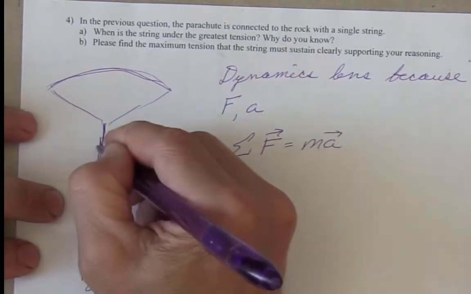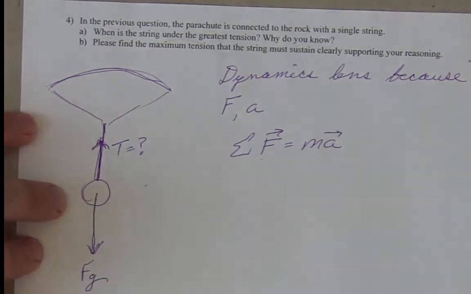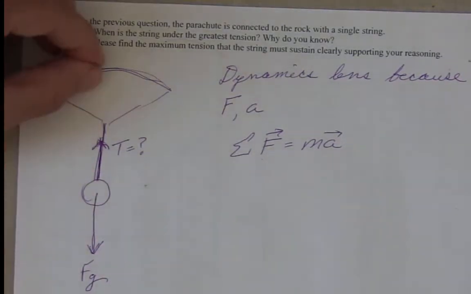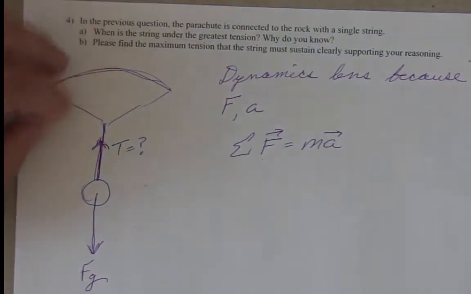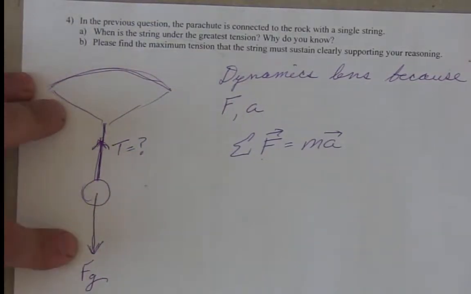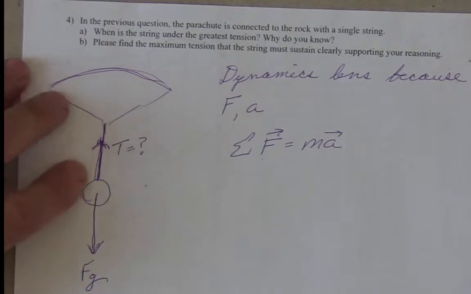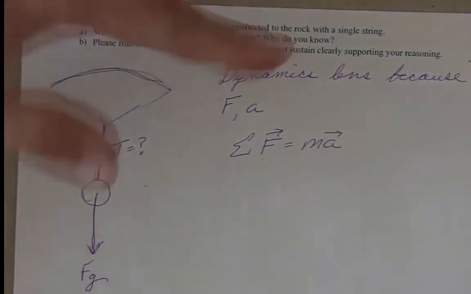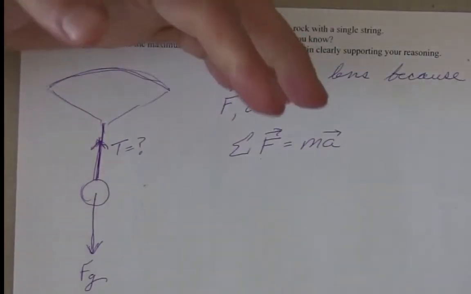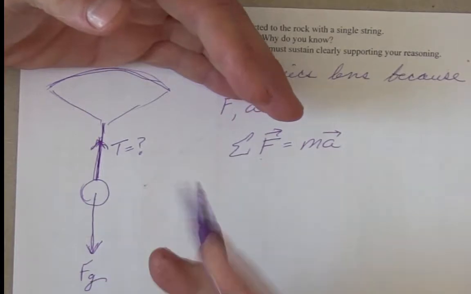We have tension pulling up on this guy, and we have the force of gravity pulling down. Now, if the tension is greater than gravity, then the acceleration will be upward. If the tension is less, then the acceleration will be downward. And so I'm going to want the time when the tension is the greatest, which is going to be when the acceleration is the greatest upward. And that's right when the parachute opens. That parachute opens and the tension is really high, much greater than gravity.